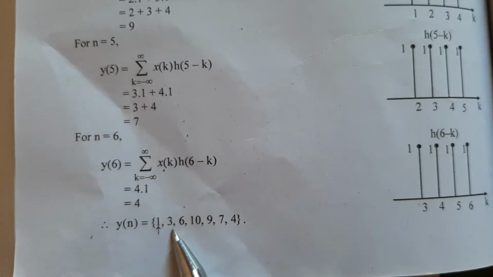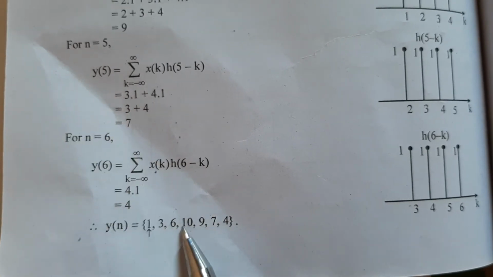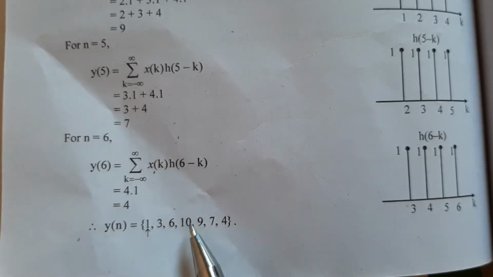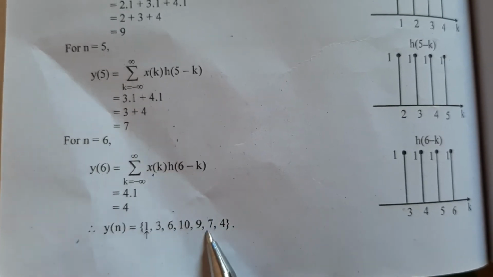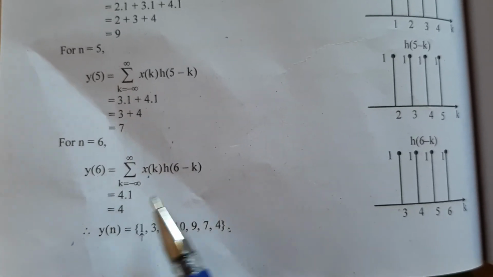n is equal to 1, the value is 3. n is equal to 2, the value is 6. n is equal to 3, value is 10. n is equal to 4, the value is 9. n is equal to 5, the value is 7. n is equal to 6, the value is 4. Okay, can see the next problem.